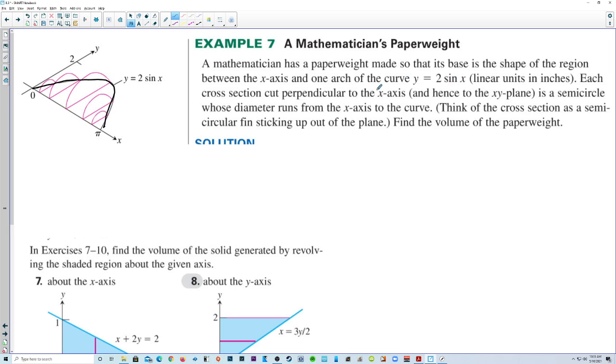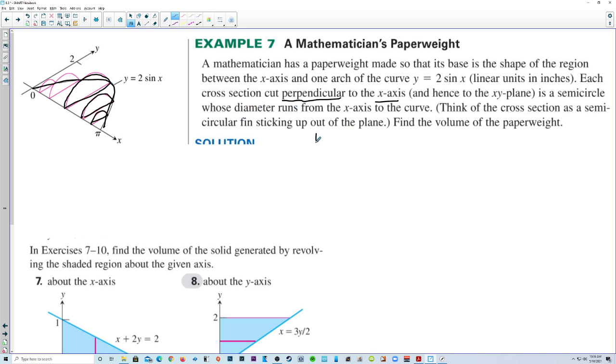Each cross-section cut perpendicular to the x-axis. So these cross-sections are stacking up along the x-axis. They're perpendicular to the x-axis, and hence to the xy plane, is a semicircle whose diameter runs from the x-axis to the curve. Think of the cross-section as a semicircle fin sticking up out of the plane. Find the volume of the paperweight.